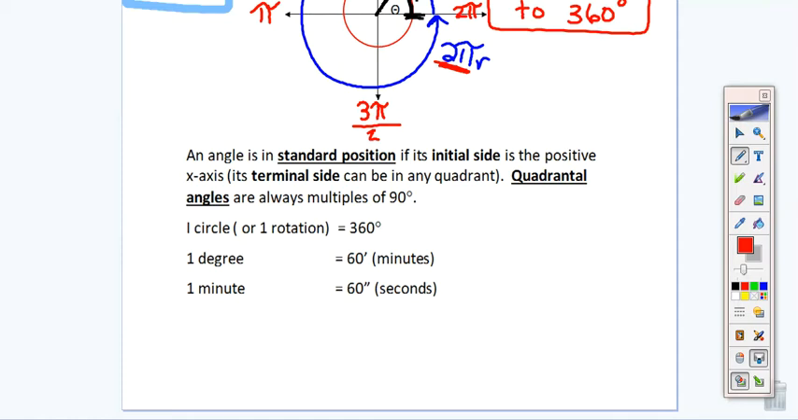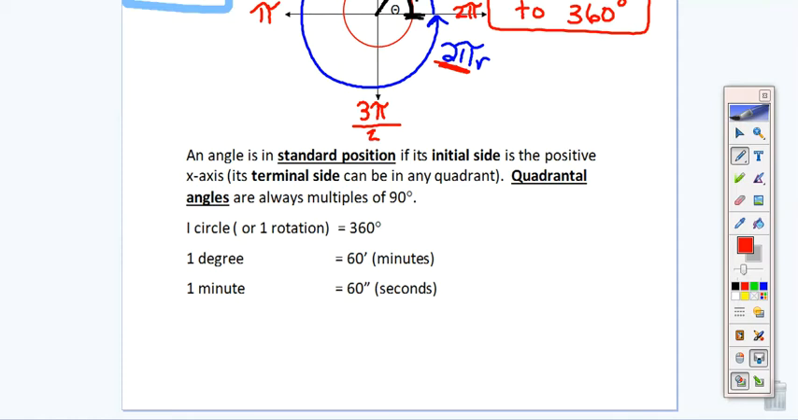Thanks, Allie. An angle is in standard position if its initial side is the positive x-axis. Its terminal side can be in any quadrant. Quadrantal angles are always multiples of 90 degrees. Okay, I'm going to back up one thing. This doesn't say quadrilateral anymore. This is called quadrantal. It's kind of goofy words. Quadrantal angles are always multiples of what?